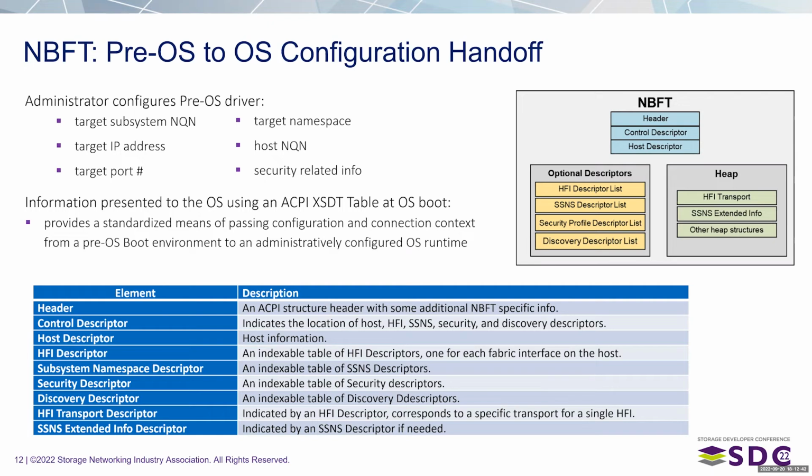As you can see in the upper right diagram, the NBFT consists of three major elements: a header and control descriptors, descriptor lists that include relevant host, remote, and NVMe fabric controller information, and detailed structures that define the elements and properties of these descriptors. At this point, we now have all the information the pre-OS environment needed to complete network boot and are ready to transition to the OS runtime.